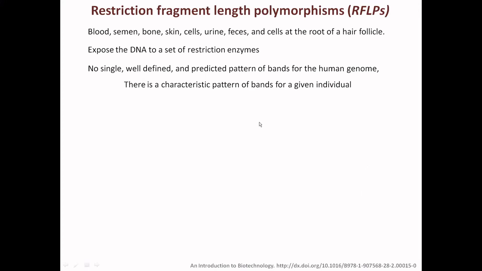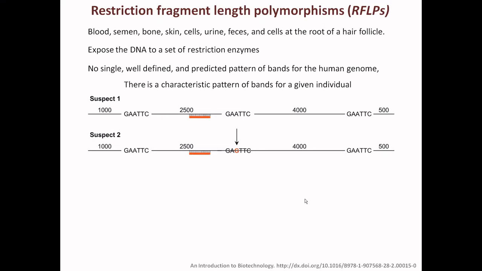So for each and every individual, there is a signature pattern, but there is no specific pattern for the human species. So these are the EcoRI restriction sites, G8 etc. You can see the size of the target DNA can be 1000, 2500, 4500.